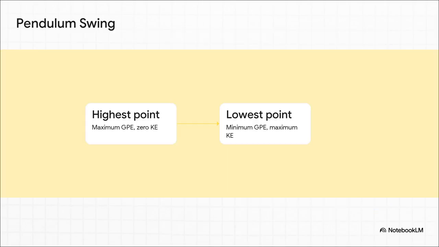A really brilliant illustration of that law in action is the swing of a simple pendulum. When the bob is pulled back to its highest point and pauses for just a split second, it has maximum gravitational potential energy, but zero kinetic energy because it's not moving yet. But as it drops and swings through the lowest equilibrium point, all that stored potential energy has been converted into maximum kinetic energy. They constantly trade places, but the total energy remains exactly the same.